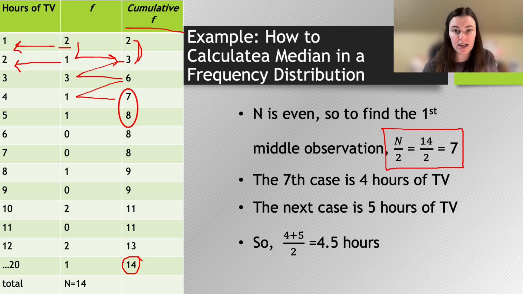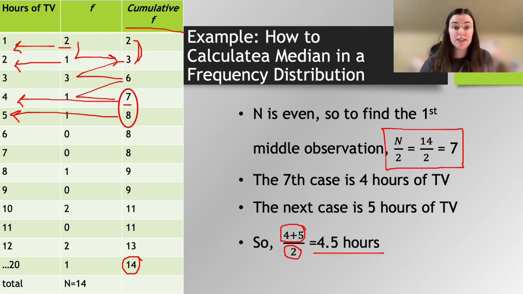So where do my 7th and 8th observations come into play here? Looking at my cumulative frequency, I know that my 7th value is taking place at 4 hours of TV watched per week, and my 8th value is occurring at 5 hours of television watched per week. That's where I'm getting both of these values here. So 4 plus 5 equals 9. Divide by 2, which are just those middle 2 observations, to get 4.5 hours. So same format that we did for calculating the median in just a slightly different manner.